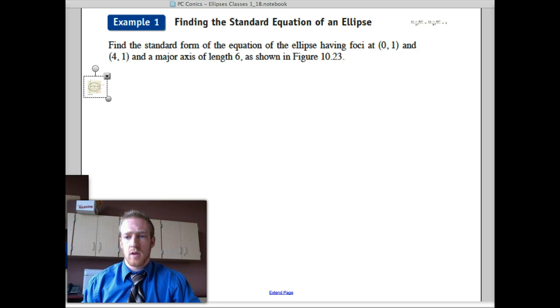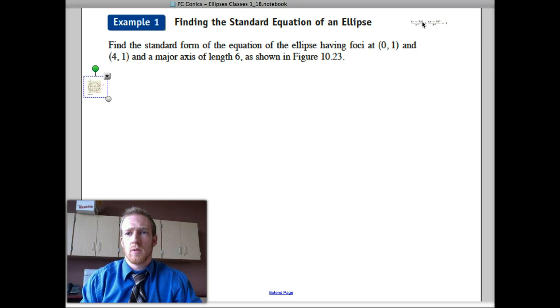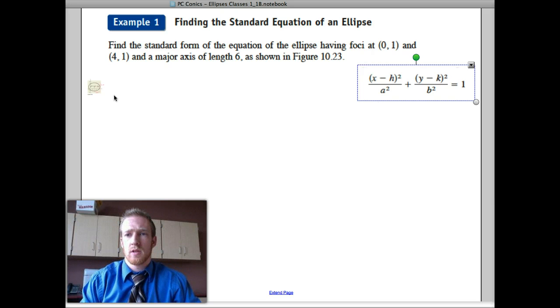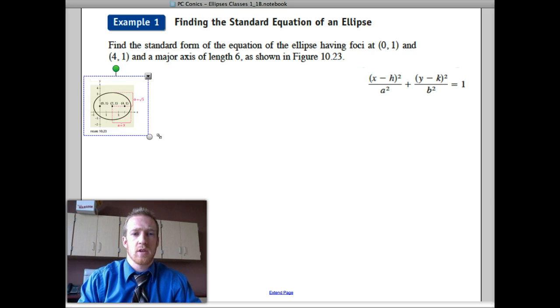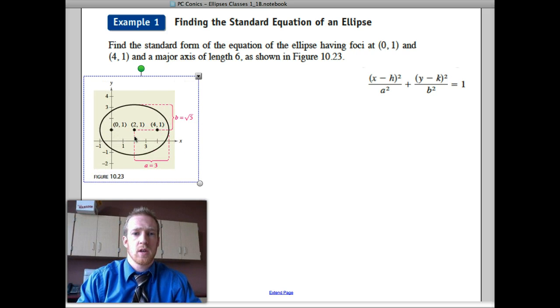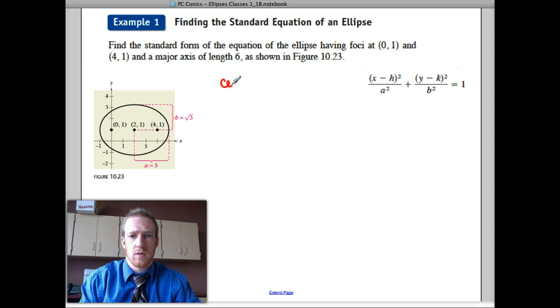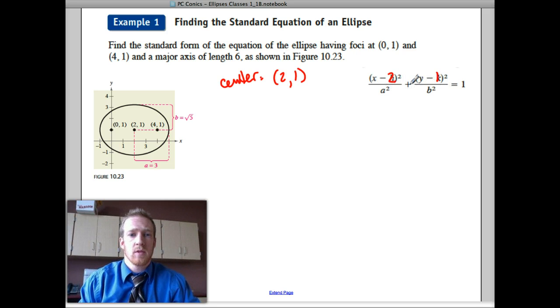Alright, now for the second problem, they give us this information. The two foci are at (0, 1) and (4, 1). So we know for our equation we need a and b, and c is related to those, and h and k. h and k come from the center of our ellipse. These are the two foci, (0, 1) and (4, 1), so (2, 1) is the midpoint between them, the halfway point. So our center is (2, 1), which gives us our 2 and our 1 here. Now we need a and b. Once we have a and b, we've got this problem solved.